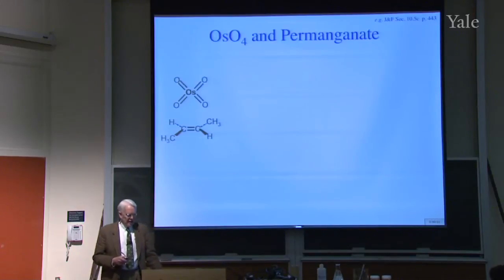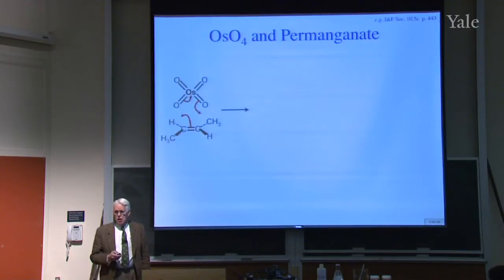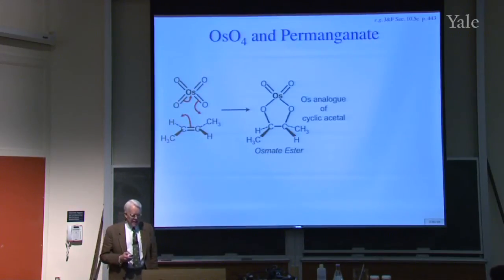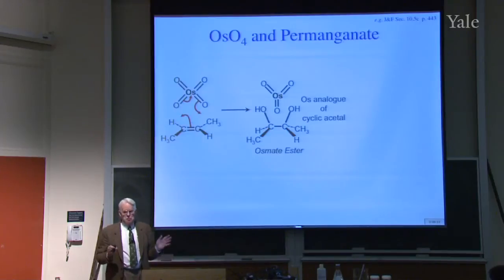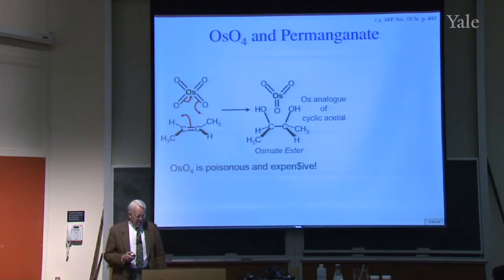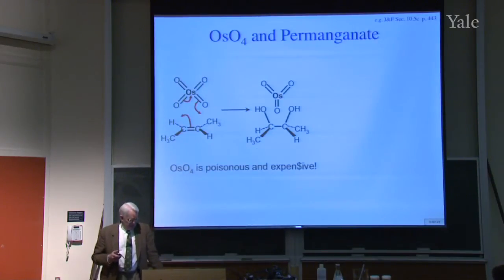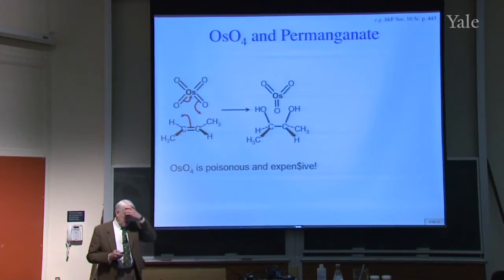So last time we looked at the end at OsO4, which looked a little bit like O3 and could do the same trick O3 could do to give this osmate ester, which is like an acetal. So it's possible to add water and get the osmium equivalent of a carbonyl group and the two hydroxyl groups added to the termini of the alkene. So the problem with this is OsO4 is a very efficient reagent for that, but it's poisonous and it's also very expensive. So you have to figure out some way not to use so much of it.